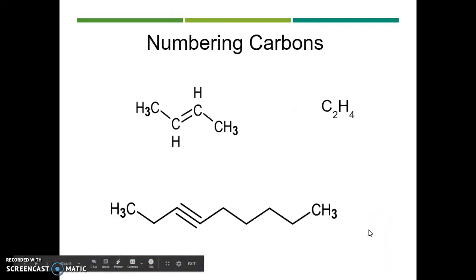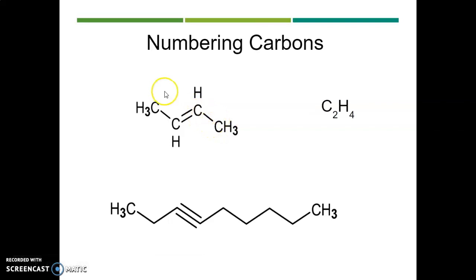All right, so let's try some practices on these, and I'll give you the answers, I guess, instead of trying to make you guess here. 1, 2, 3, 4. So that tells me that the prefix is but. There is a double bond between these 2 carbons, so it's ene, and it's on the second carbon, so 2-butene. Hopefully you guys got that.